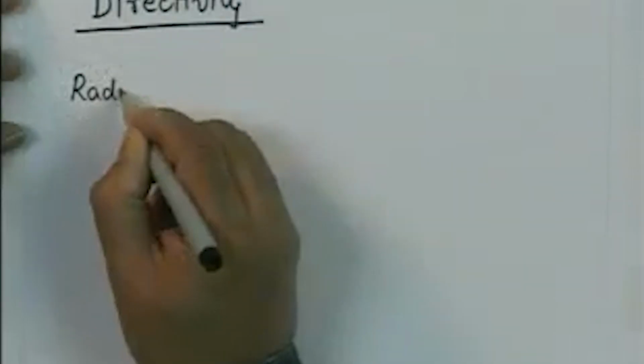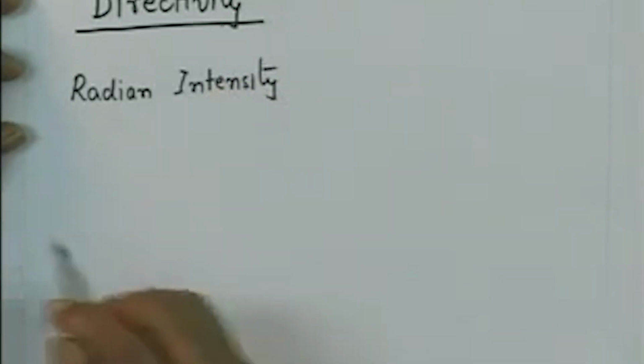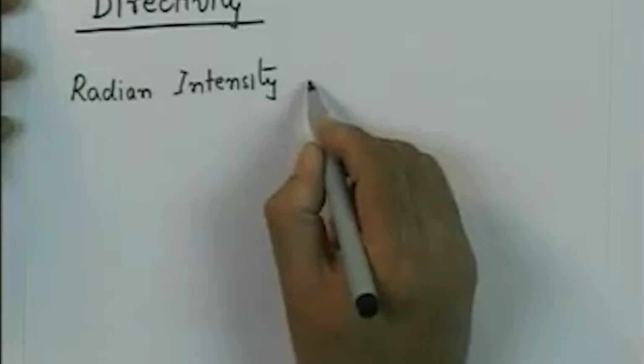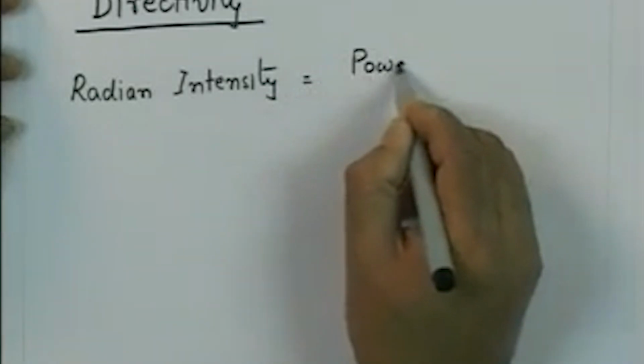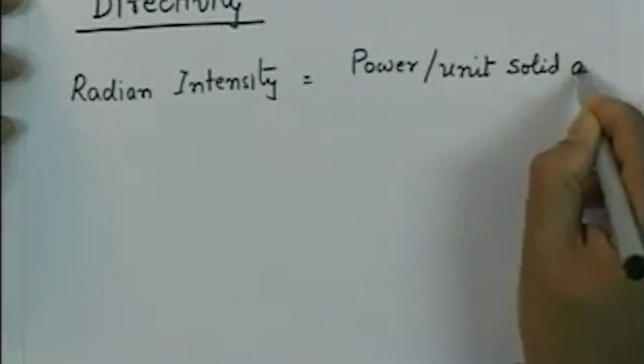So we define a parameter which does not depend upon the distance, called the radiation intensity, that is the power per unit solid angle. Instead of defining a power density, which is power per unit area, we define a parameter called the radiation intensity, which is power per unit solid angle.